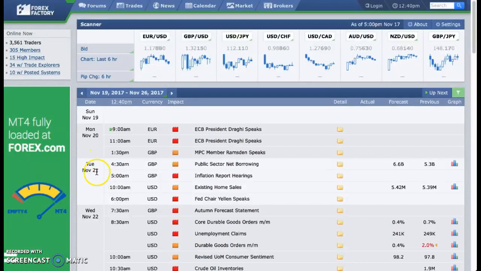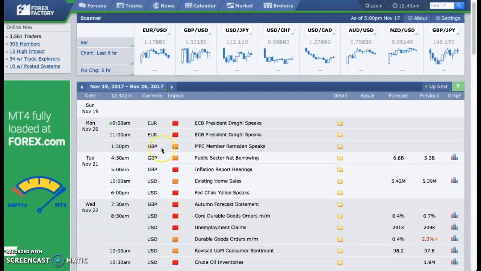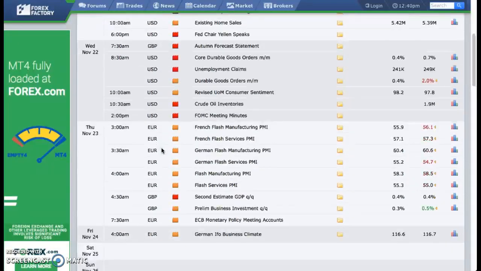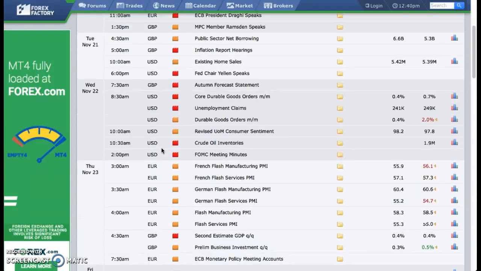So, for example, on Tuesday, 5 a.m., there's an inflation hearing at 5 o'clock for the Great British Pound. That same day in the evening at 6 p.m., the Fed Chairman Yellen is speaking at 6 o'clock in the evening. So these are things to just be mindful of. And Forex Factory is the website that you go to get all of this detailed information about different news events that are going on, just so that you are aware of them.